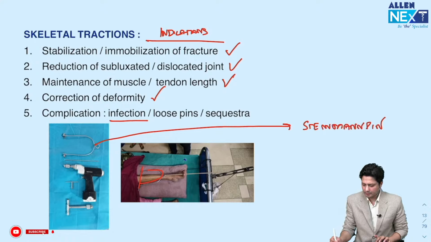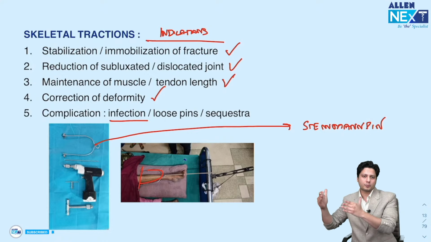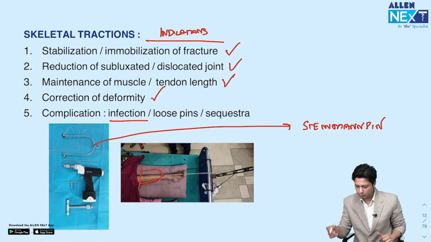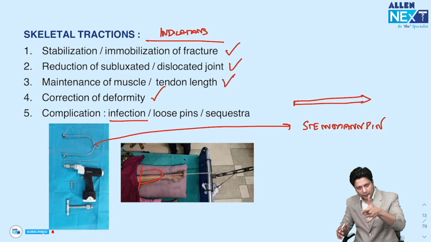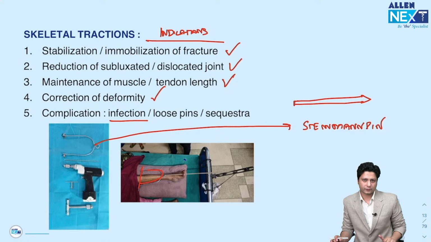All right, Steinmann pin. Steinmann pin is the most commonly used pin for a skeletal traction application. Simple, how to identify this? This is a pin which is having one end blunt and the other end pointed. Why is the other end pointed? In order to make it go through the cortex of the bone.